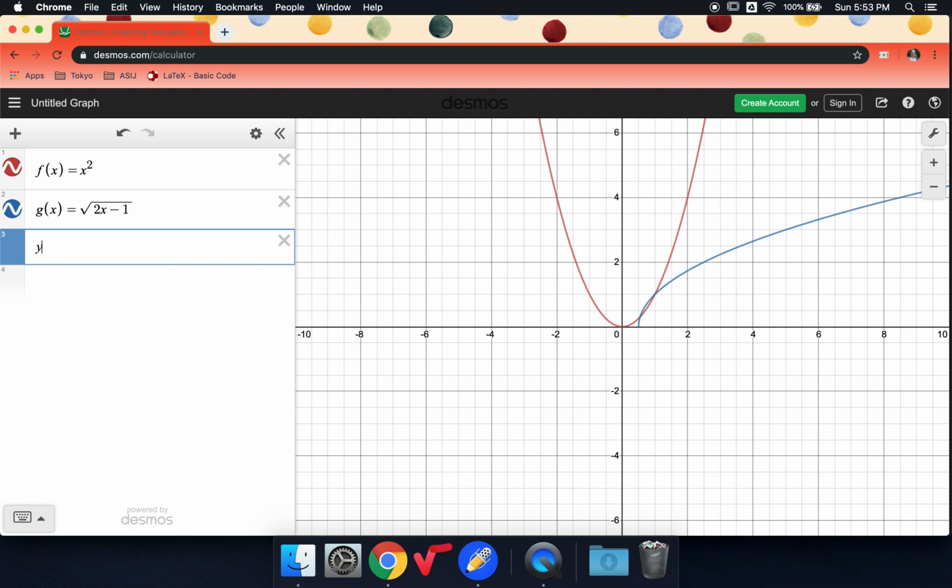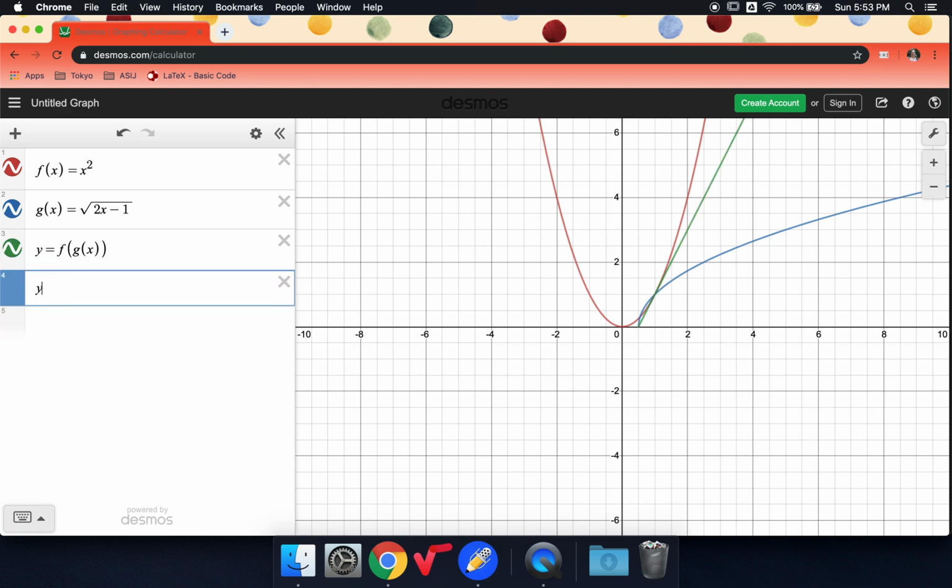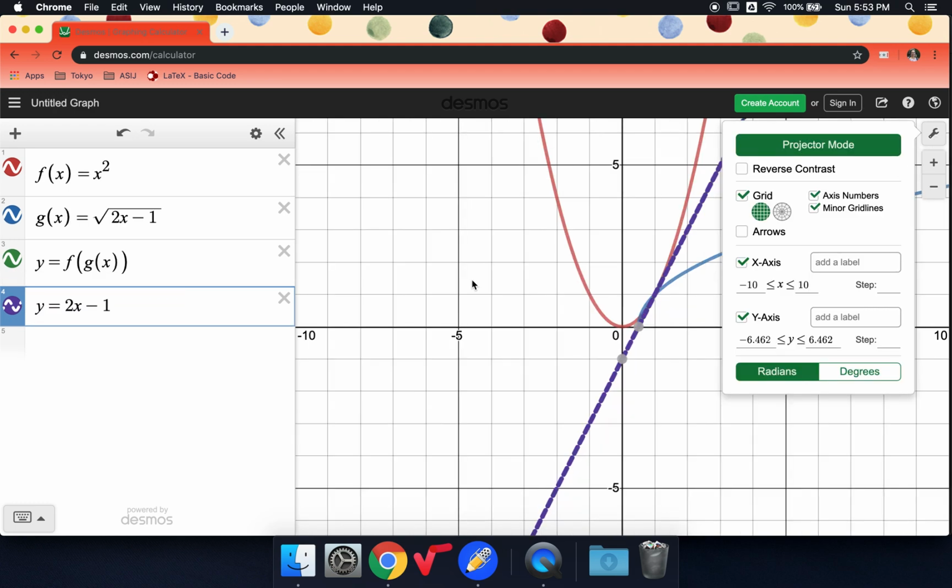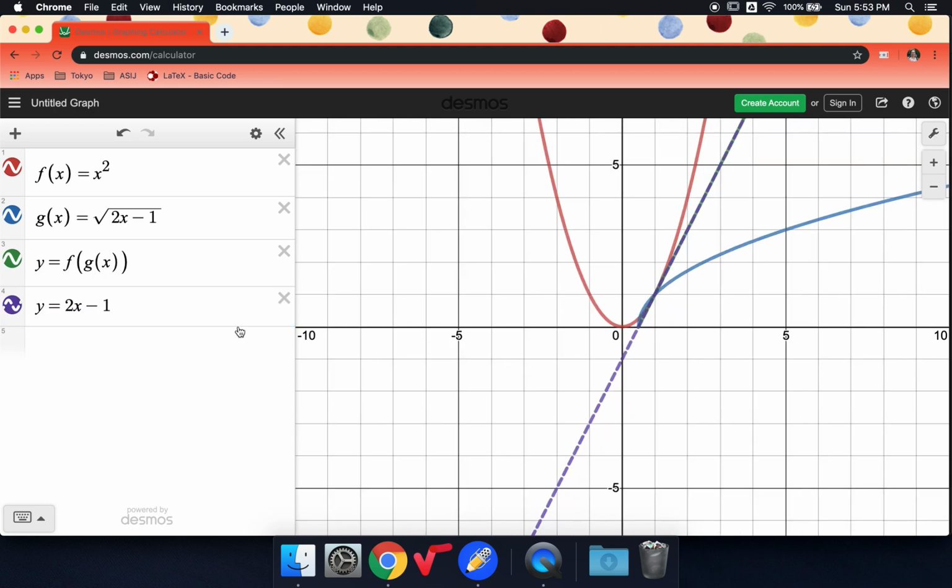And now I'm going to say y is equal to f of g of x. Notice, it looks like that straight line, y equals 2x minus 1. I'm going to turn this into a dotted line, and let's make it a bit bigger for us. Okay. But notice that my green function only exists starting at a half and going up.